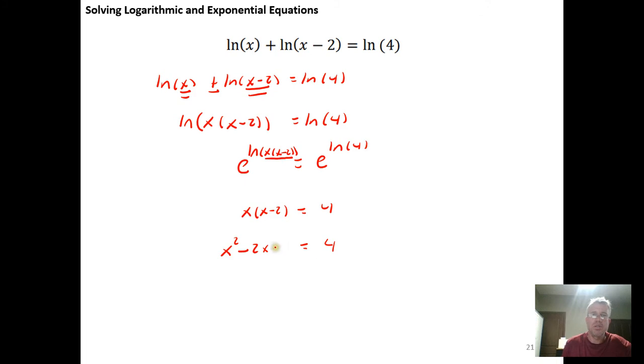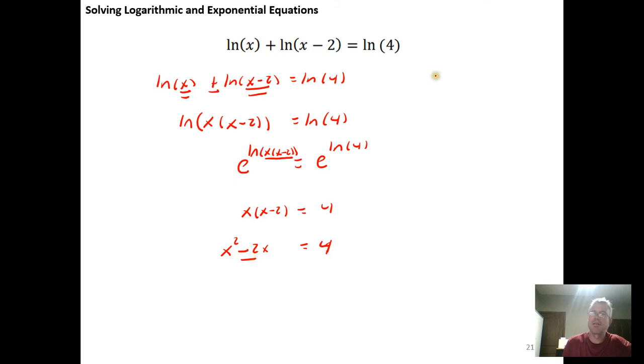You could subtract 4 from both sides and use the quadratic equation, which would be another way to solve it. So again, you have choices here. I'm going to complete the square just because I'm going to.